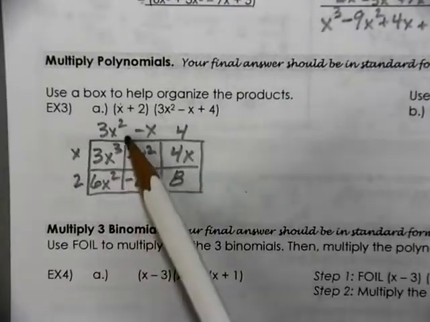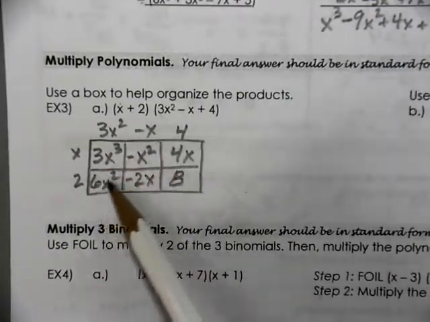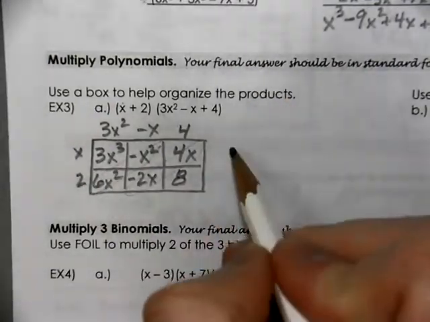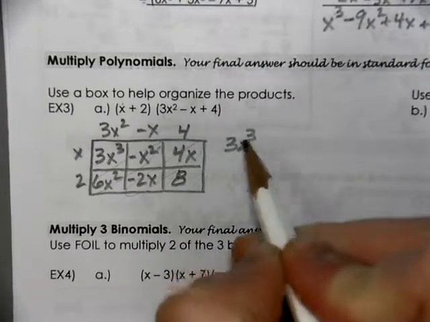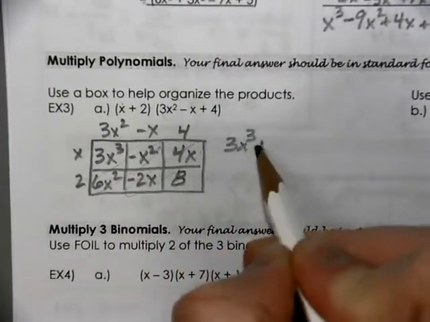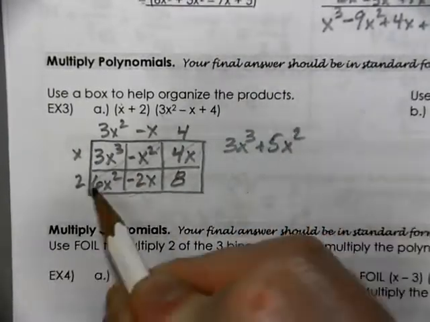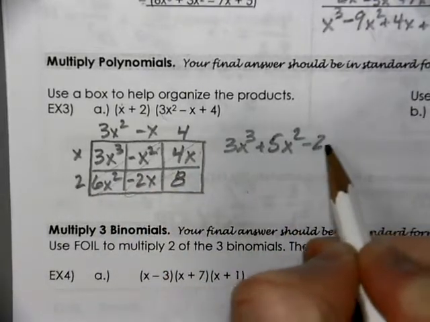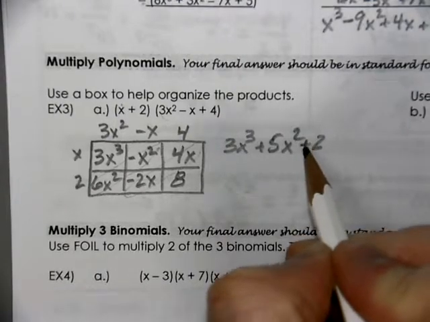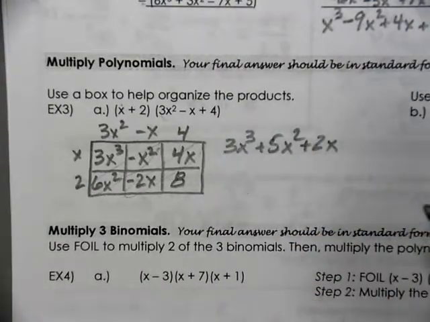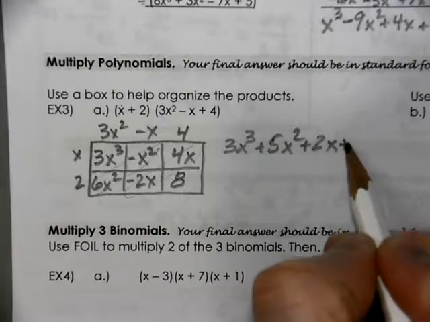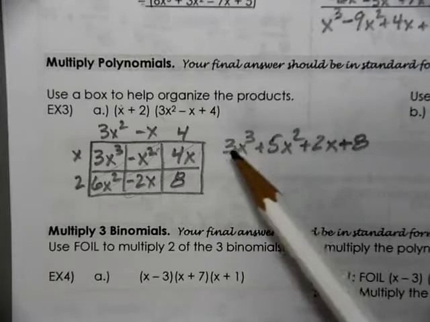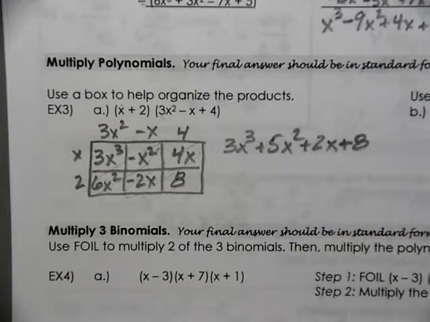Now, it's kind of fun to see. If you look diagonally, the like terms are always together. So you're going to have 3x cubed. Here you're going to get a positive 5x squared. Diagonally here, we're going to get a negative 2, actually positive 2x with the constant of 8. And that's in standard form because we're starting with the largest exponent and working our way down.